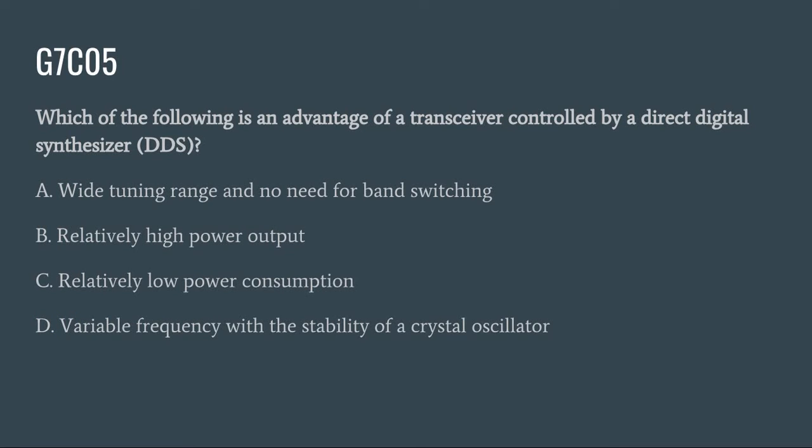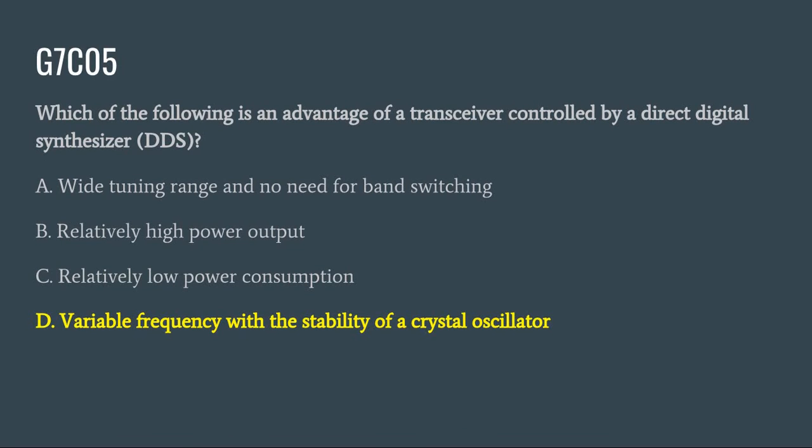G7C05. Which of the following is an advantage of a transceiver controlled by a direct digital synthesizer, also known as DDS? A. Wide tuning range and no need for band switching. B. Relatively high power output. C. Relatively low power consumption. Or D. Variable frequency with the stability of a crystal oscillator. Correct answer D. Variable frequency with the stability of a crystal oscillator.